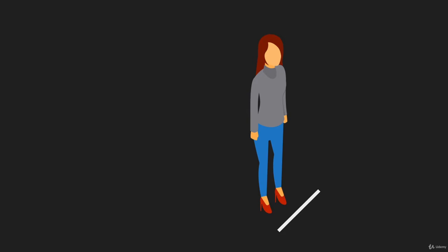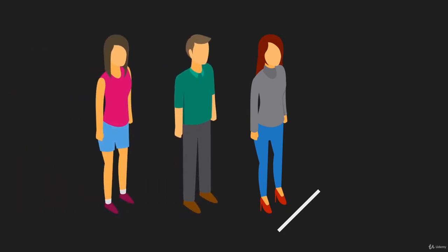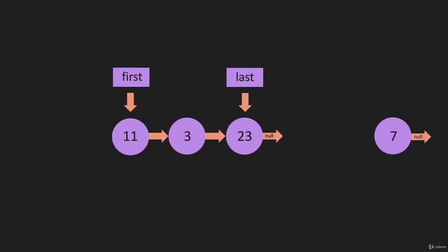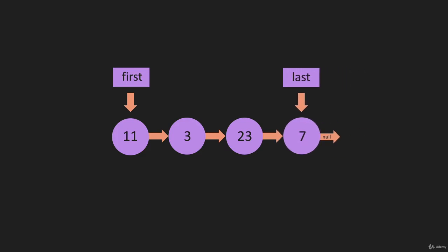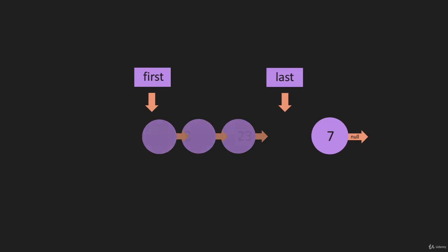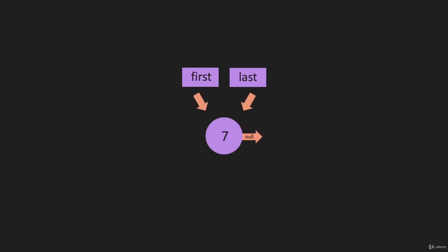Now let's build out our Enqueue method. Enqueue is when we add someone to the line. Except our line is going to look like this. And we're going to add that 7 node into our queue. That's what it's going to look like if we have one or more items in our queue. If we don't have any items in our queue, we're going to set first and last equal to that new node.